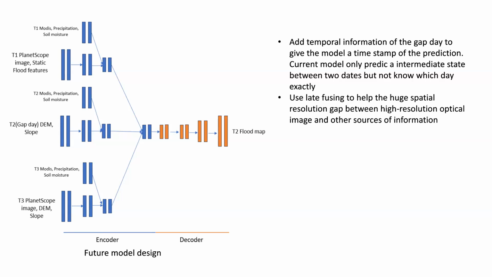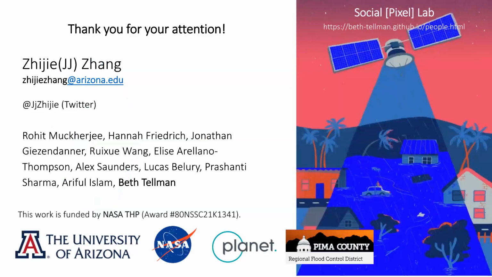And also because there's a lot of resolution difference in the different sources of data, we will try to use a late fusion approach to basically let the model do some layers of pooling first, and then add the lower spatial resolution data into the model to make the resolution difference a little bit better. And that's about it.